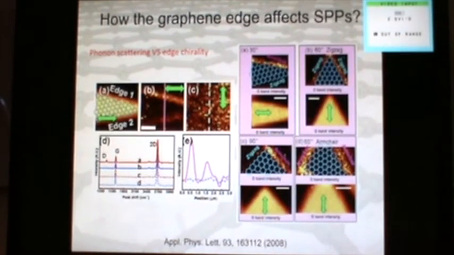Now, what about the edge? How will the edge affect the surface plasmon? Actually, this first paper is not about surface plasmons. I show one paper about how the edge scatters photons. When you perform Raman spectroscopy, you can find that the zigzag edge and the armchair edge scatter photons in different ways. They have different scattering intensities, so you can find out whether the edge is dominated by zigzag or armchair. We also did some simulation on that.